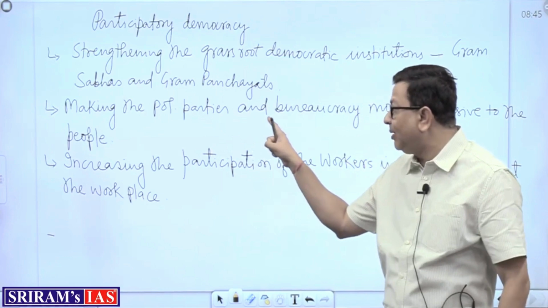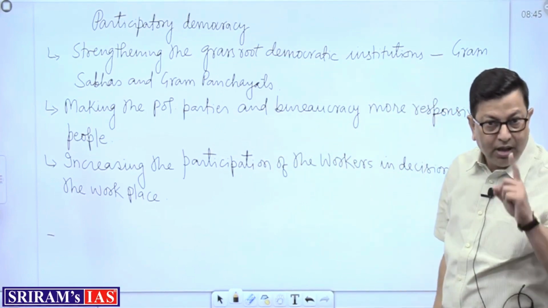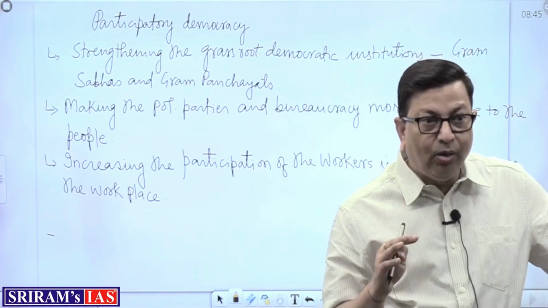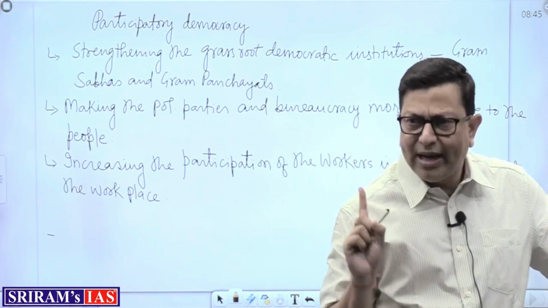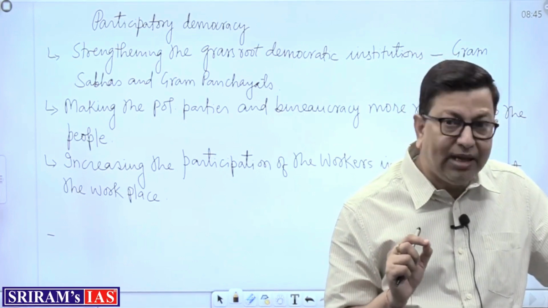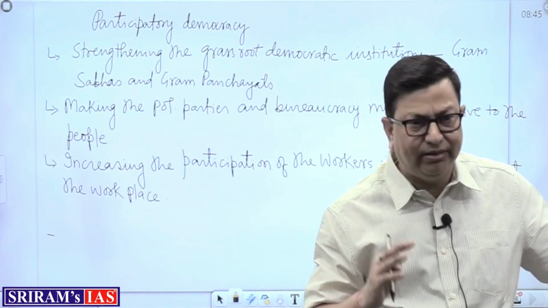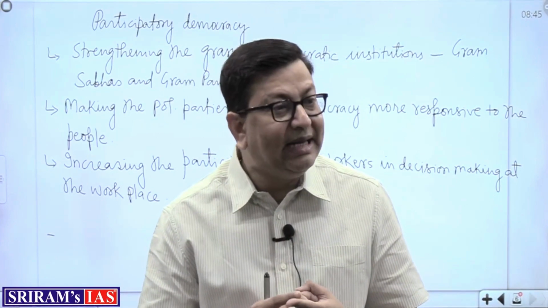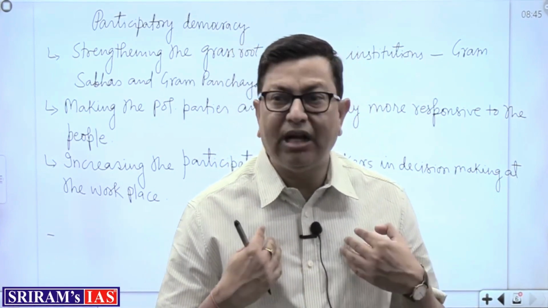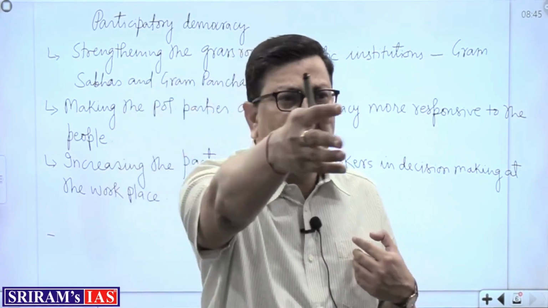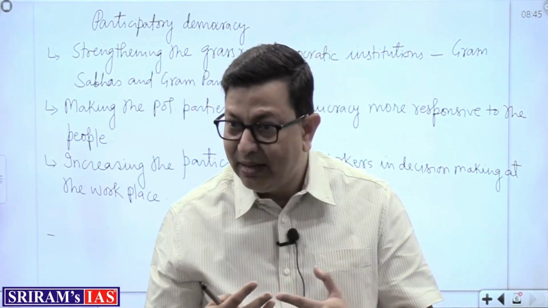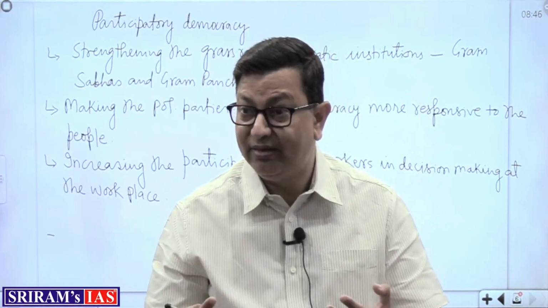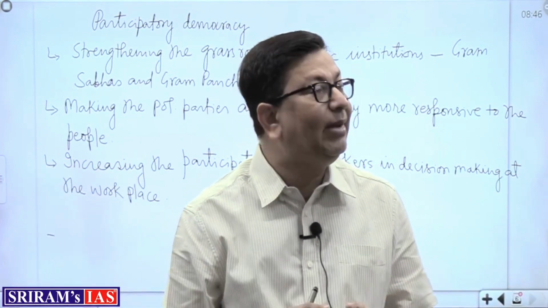Then when we say making the political parties and the bureaucracy more responsive to the people, responsive and responsible are two different things. How will a political party be responsive to the people? Why have I written it? Because the problem in our society is the problem of alienation. Today, the common man is alienated from politics and from administration, feeling that this is not our cup of tea, this is the work of some other group of people. Why are we alienated? Because we have not been made a part of the system. And the political parties can become responsive to the needs of the people. How can that be done?